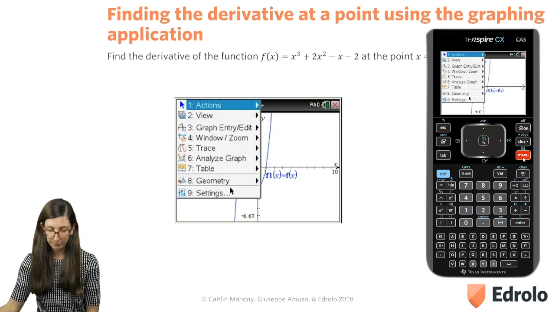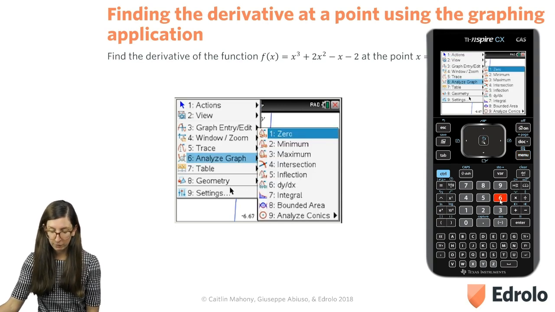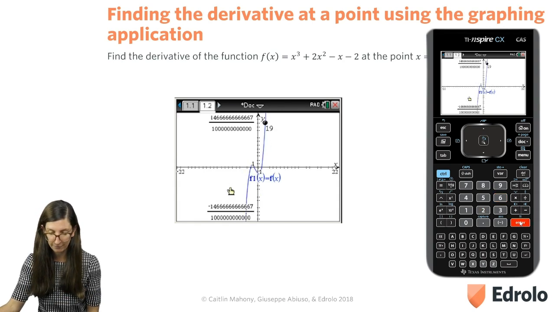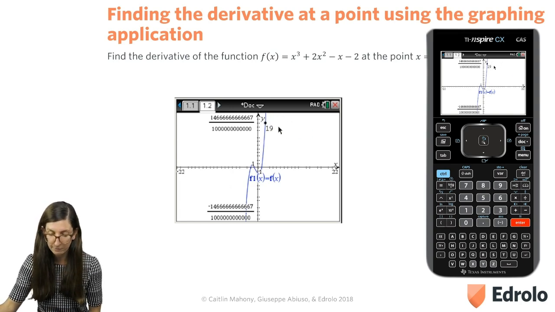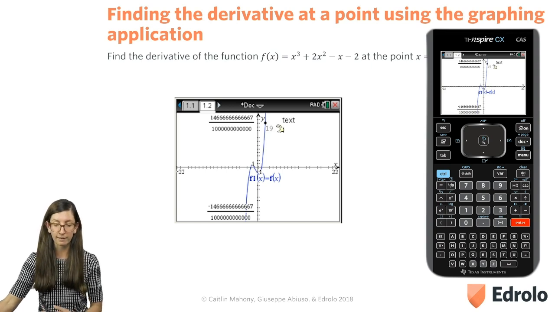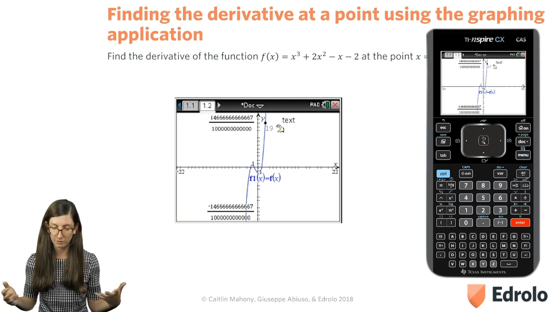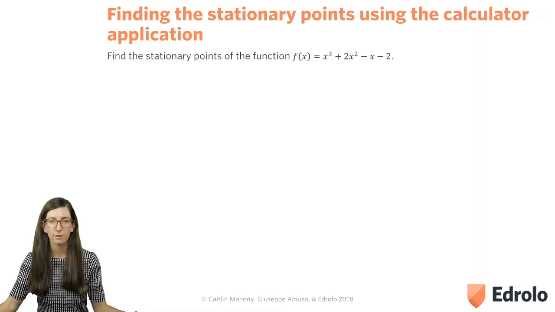So we go menu, we want to jump into analyze graph, we want to find the derivative, so we go dy dx, and we've been asked position question mark. You can click directly onto the graph. I want to find it exactly at 2, so I'll type 2 and press enter. And you can see from the graph, this number 19 has popped up next to that point. So that's telling us that at the point x equals 2, the derivative is 19. So that's a third option of how you can find that derivative at that point.